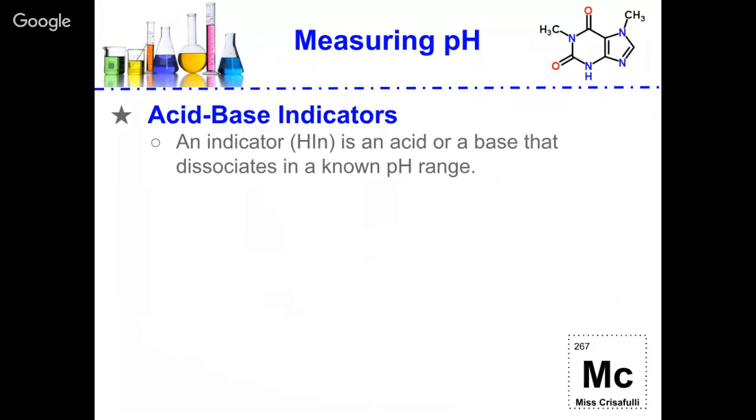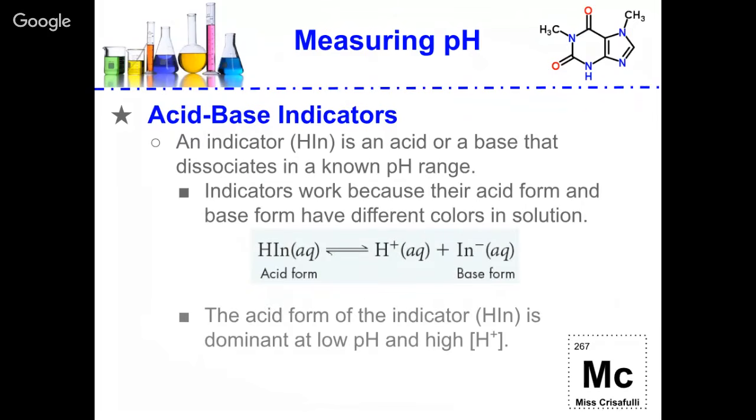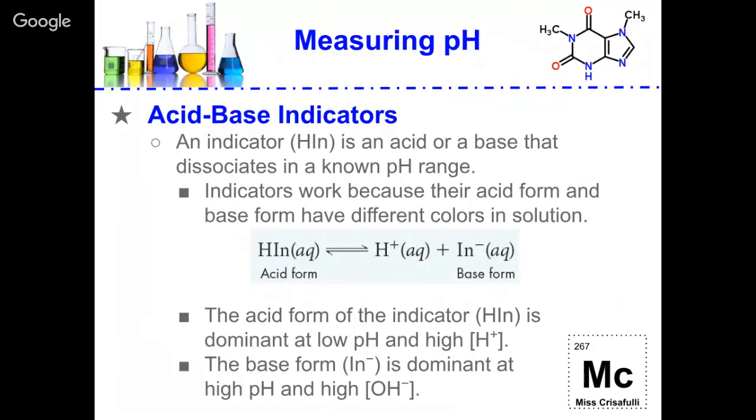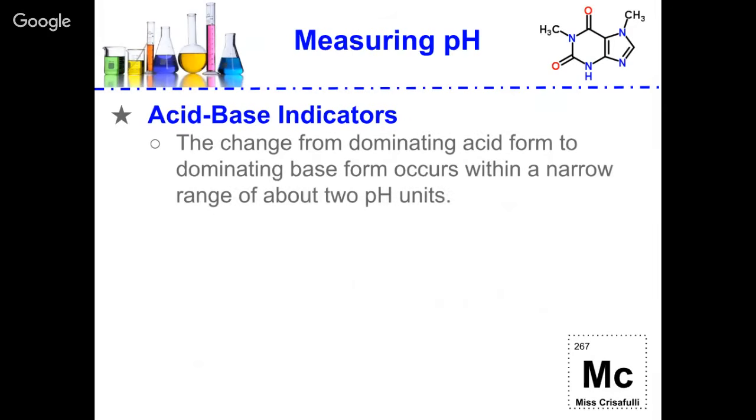So an indicator is an acid or a base that dissociates in a known pH range. Indicators work because their acid form and their base form have different colors in solution. The acid form of the indicator is going to be dominant at low pH and at high concentrations of H+, and the base form is going to be dominant at high pHs and high OH- concentrations. So the change from dominating acid form to dominating base form will allow us to determine what the pH of the solution is, and that's going to happen within a narrow range of 2 pH units.